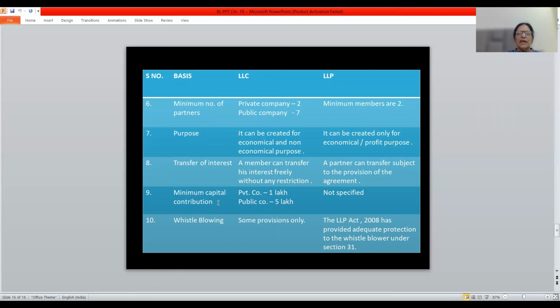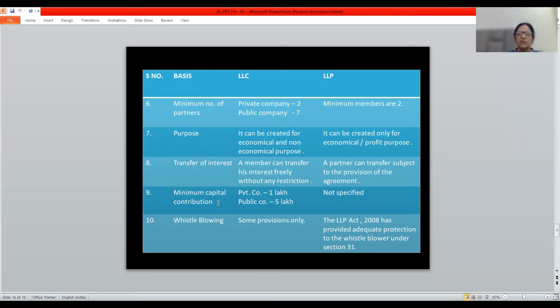Transfer of interest. A member can transfer his interest freely without any restriction. Restrictions are there in case of private company, but restrictions are not there in case of public company. A partner of LLP can transfer subject to the provisions of agreement. Then minimum capital contribution. Private company 1 lakh, public company is 5 lakh. But this has not been specified under LLP Act 2008. But even, there are some new provisions regarding this under the Companies Act 2013.